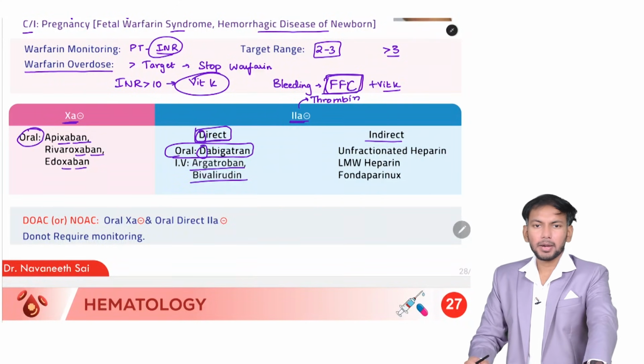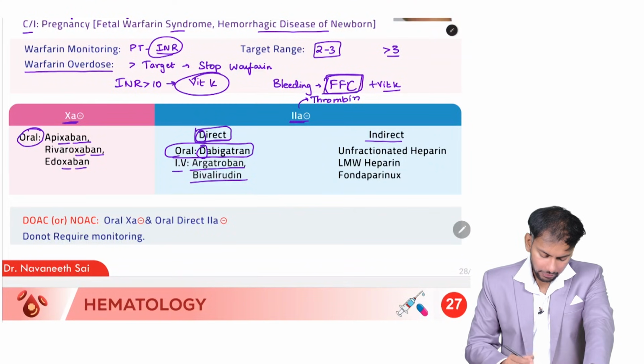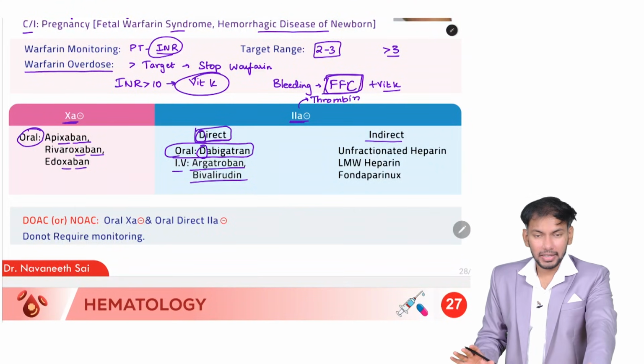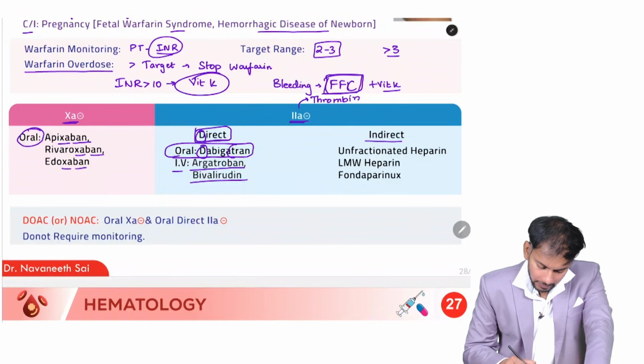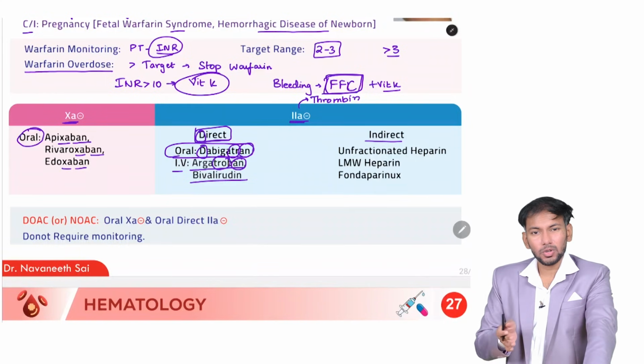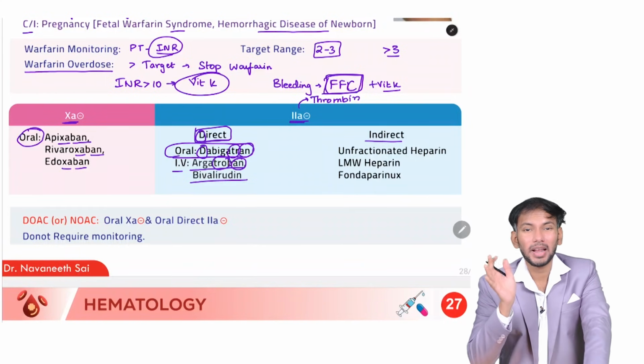Yes, argatroban and bivalirudin. These are the IV drugs. Now, if you see carefully, it is given in the name. Everything is given in the name. Thrombin means TR, thrombin antagonist. See, troban, thrombin antagonist. That's all. We are finished with the direct thrombin antagonists.